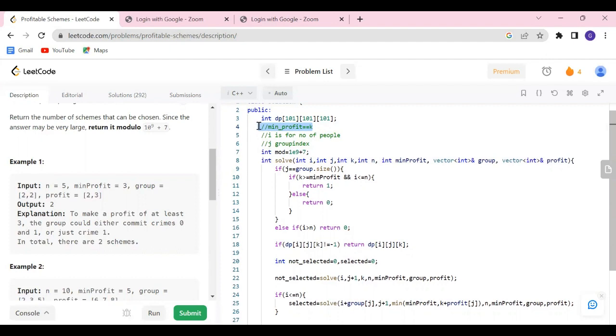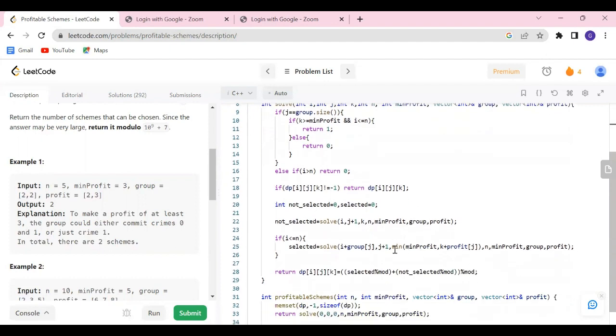So for that, we'll always do minimum of minimum profit, comma K plus profit of J. Because what is our concern? Our concern is minimum profit should be greater than or equal to 3. It can be anything beyond 3, but our lower limit is 3. So if it is greater than 3, we can consider 3 for comparison now.